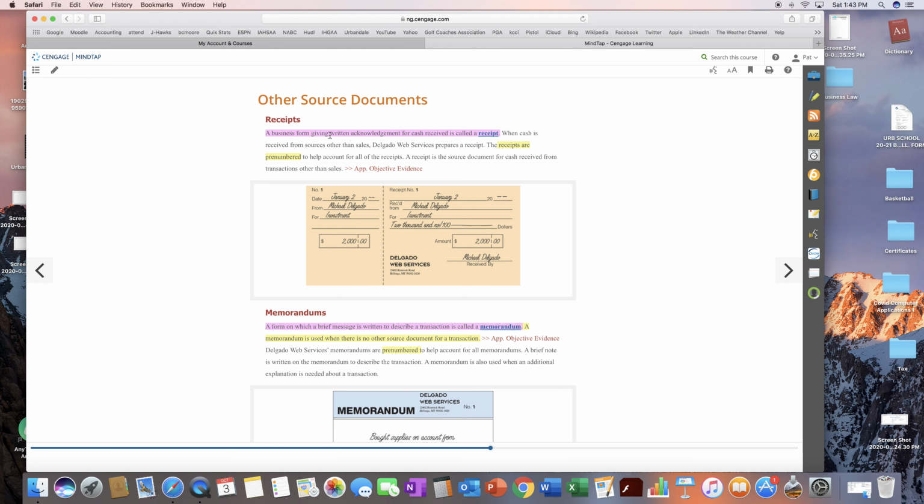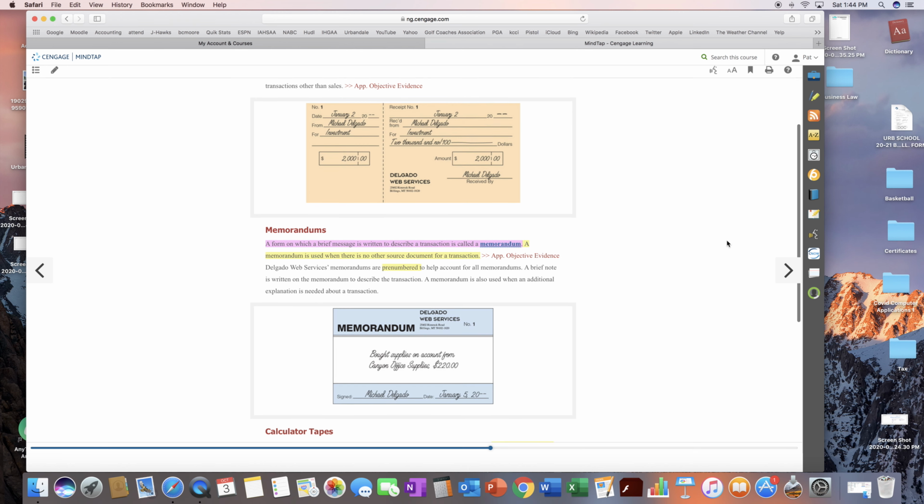Yet another source document would be a receipt. Whenever we receive cash, again pre-numbered, we would have a receipt. We give the receipt as a copy to the customer, and then we also keep a copy ourselves. So when Michael Delgado invests $2,000 in his own company, we still write a receipt, even though it's his company, and we keep it for his books, and then for our company. We keep the books separate, even though it's a sole proprietorship. The business books and his personal books are separate. So whenever we receive cash, we will give them a receipt, and we'll keep one.